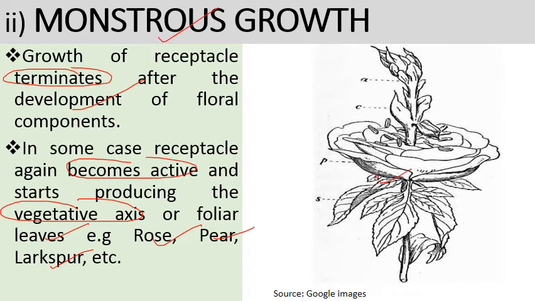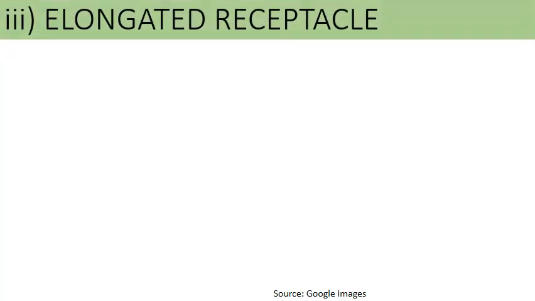So that type of growth is known as monstrous growth. This is the flower. Initially, when floral parts are made, the thalamus ki terminal growth stop ho jati hai. But in some cases, ye fir se growth ko regain karta hai, it becomes active and fir se produce karta hai vegetative shoot or foliar leaves. And this type of growth is known as monstrous growth. Next view, which supports that receptacle is a modified shoot, is elongated receptacle.